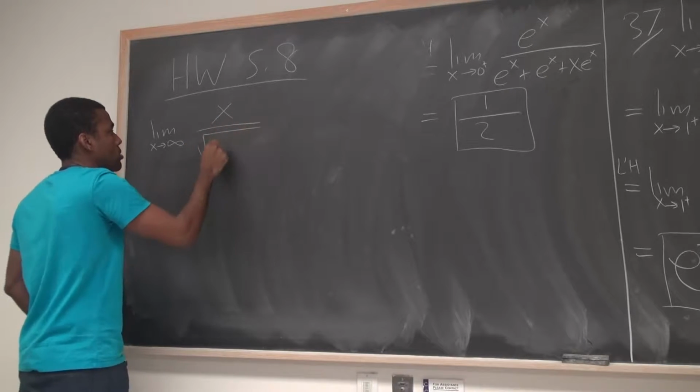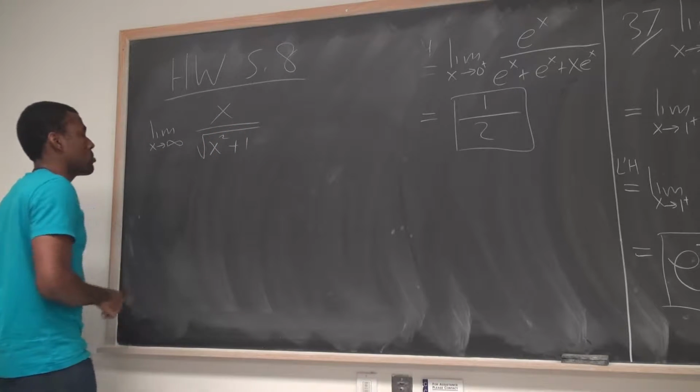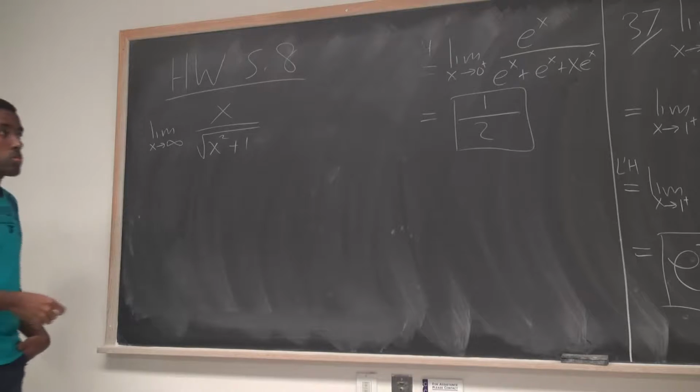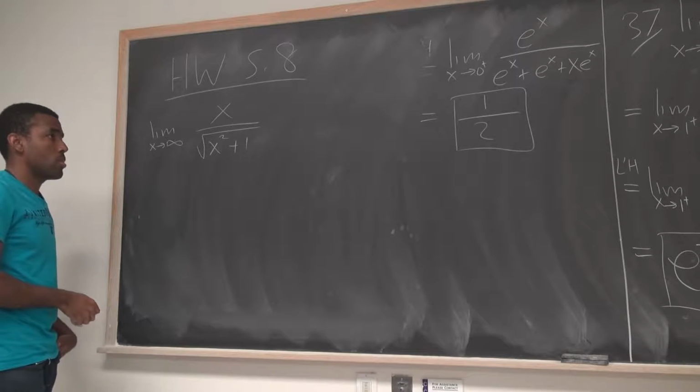Yeah, you can essentially forget the plus 1. Why does that work though? x squared is infinity. Is it fine? Because you divide everything by x.